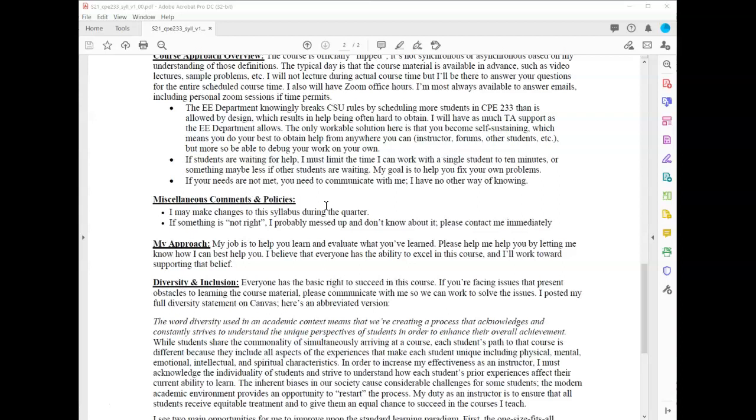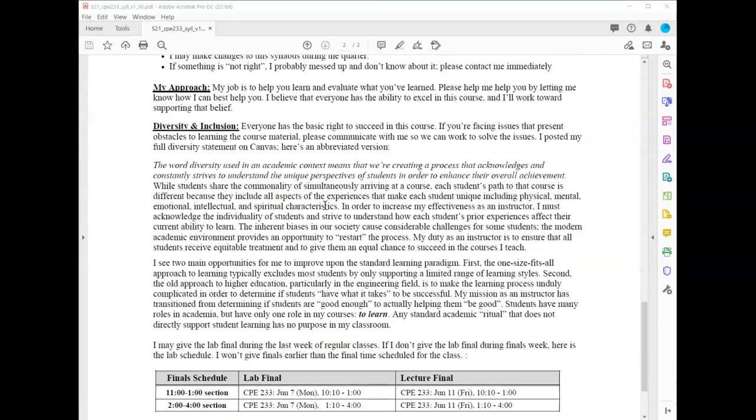The big push recently is diversity and inclusion. I think this is kind of about time. Super important issue. I have a full diversity statement listed somewhere on Canvas, but this is the shortened version here. And my big thing here is that students come from various backgrounds. I'm going to strive to acknowledge that and help students in the way they want to be helped as best I can.